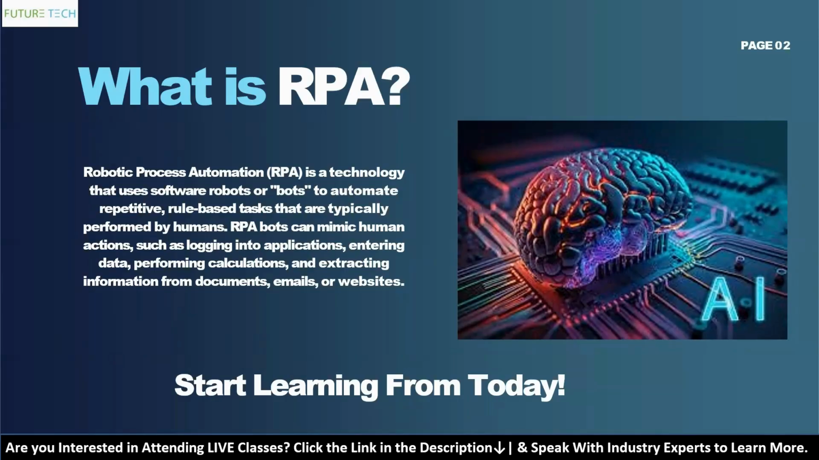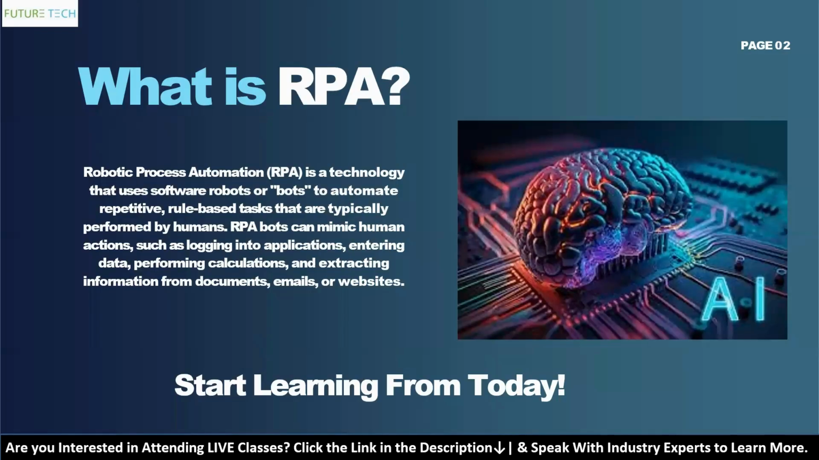So an RPA bot can mimic human actions such as logging into any application, entering data, performing calculations, extracting information from documents, email, or websites. That is what robotic process automation does. It automates business processes by robot. That is called RPA, guys. That is called robotic process automation.